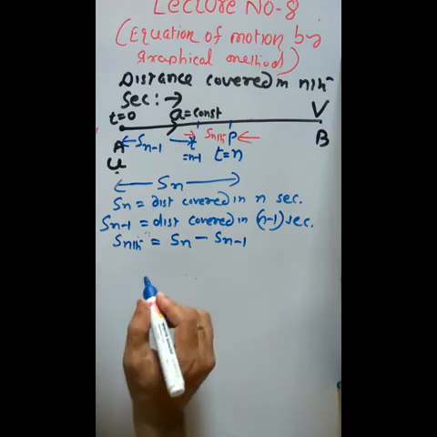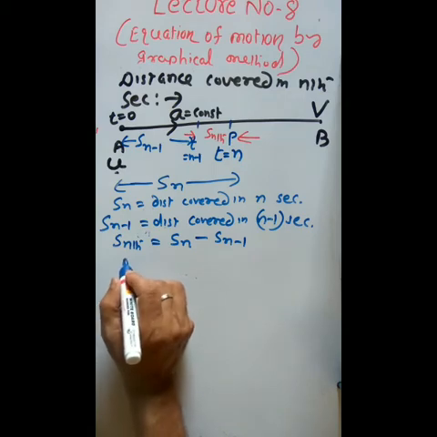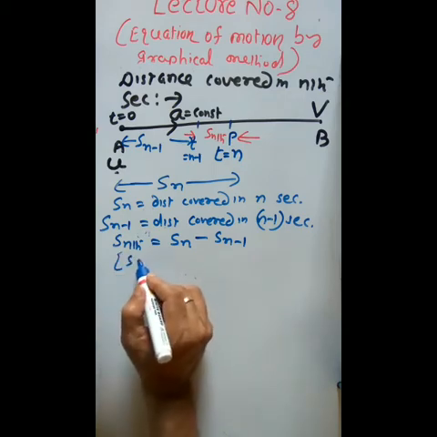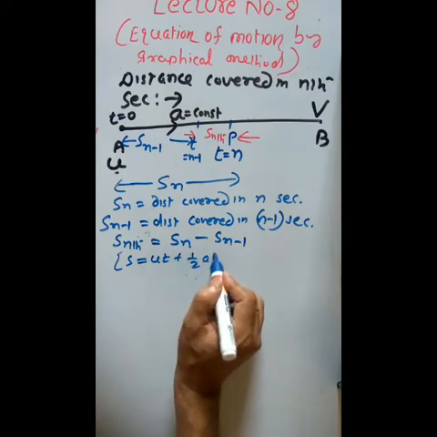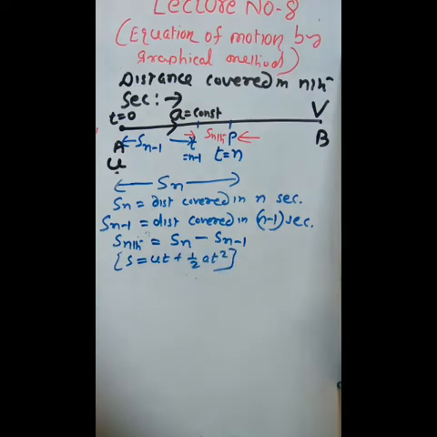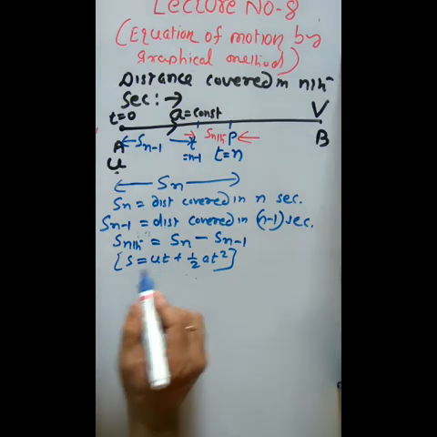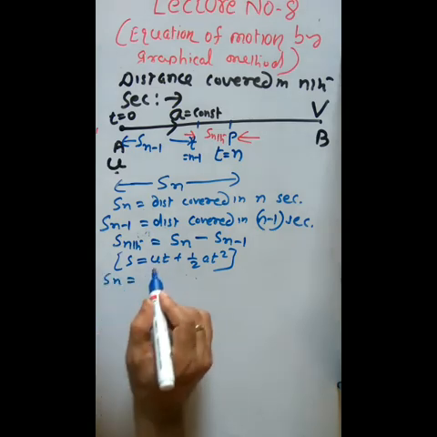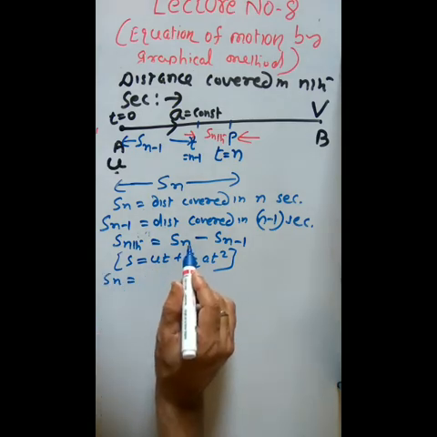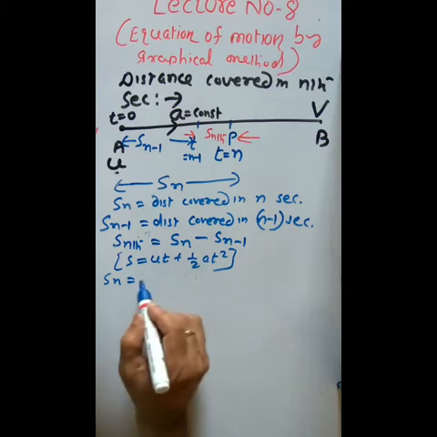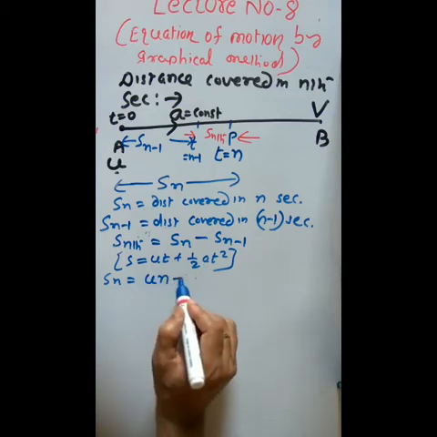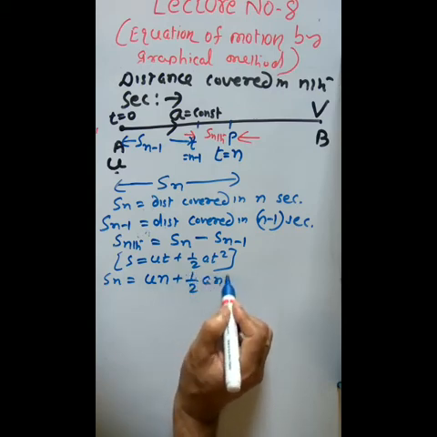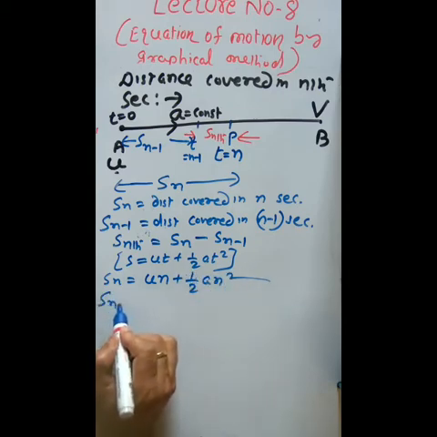So what is the formula? Using the second equation of motion, S is equal to ut plus half at square. So now what is Sn? Here time is equal to n. According to this formula, Sn is equal to u into n, in place of t you write n, plus half a n square. And what is Sn minus 1?